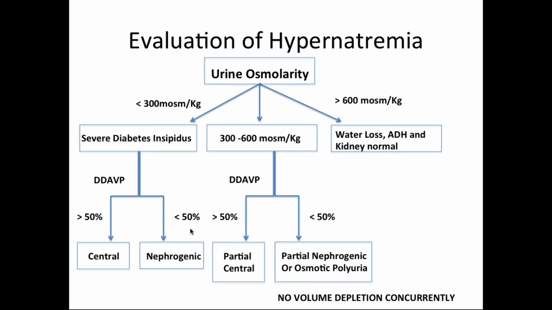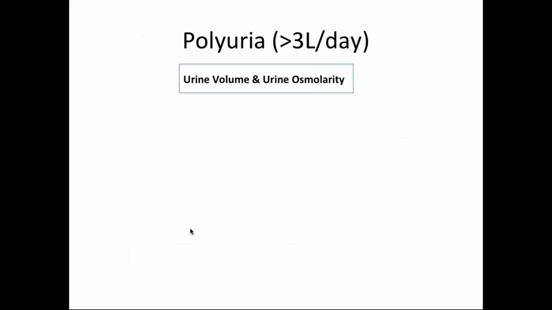One of the key things to keep in mind before we do this evaluation is to make sure that there is no concurrent volume depletion, because with volume depletion, ADH will be revved up because of volume depletion, and that may alter the urine osmolarity, which would then not be related to osmolarity and the body's response to osmolarity, but be related to the volume depletion. So there shouldn't be any volume depletion concurrently, or if there is, first correct that and then do this evaluation.